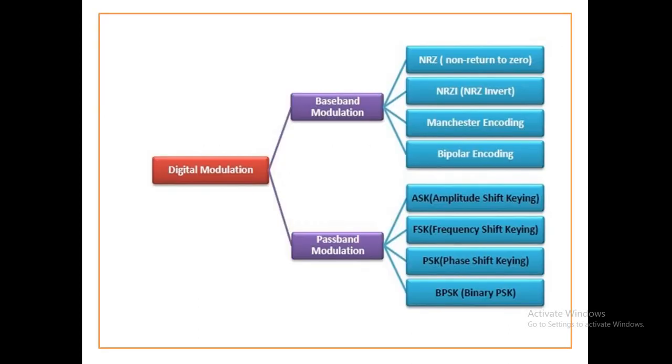Baseband modulation can be further categorized as non-return to zero inversion, Manchester encoding, bipolar encoding, whereas passband modulation includes amplitude shift keying, frequency shift keying, phase shift keying and binary PSK.